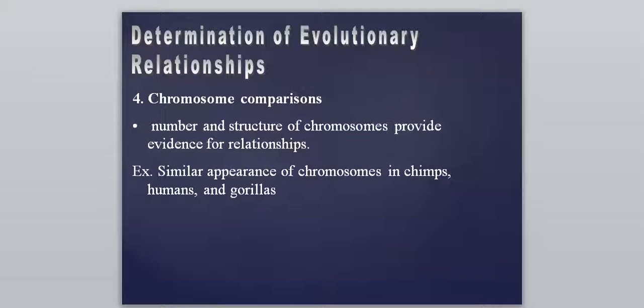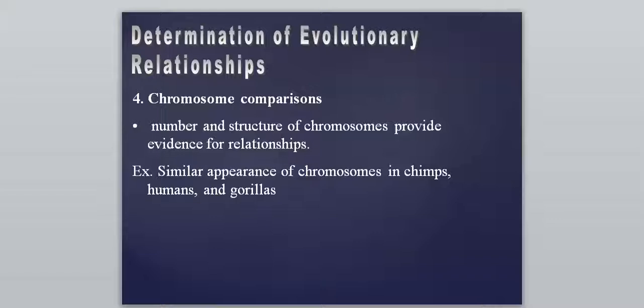And the number and structure of chromosomes provide evidence for relationships. For example, similar appearance of chromosomes in chimps, humans, and gorillas. I think we share like 99% of our DNA; humans are similar to chimps. So that's kind of how we can tell that we did, in fact, have a relationship with them. We could be classified in the same group as them because we are very similar.